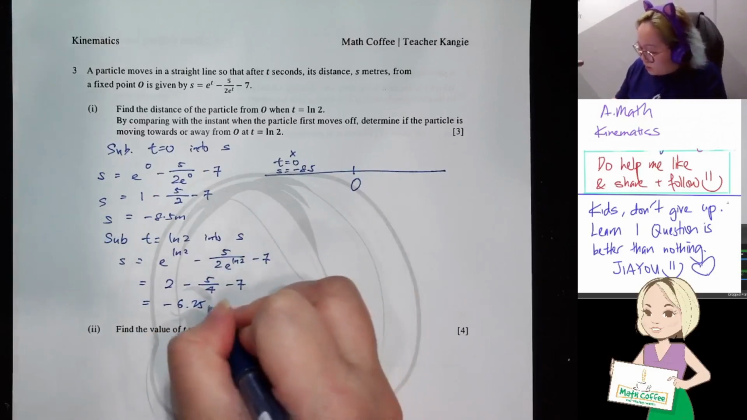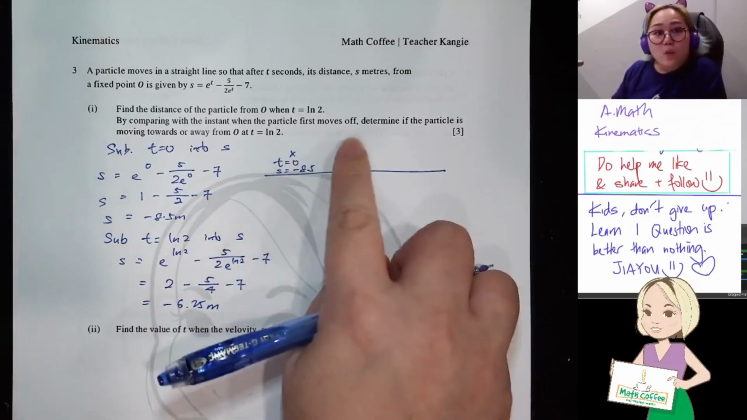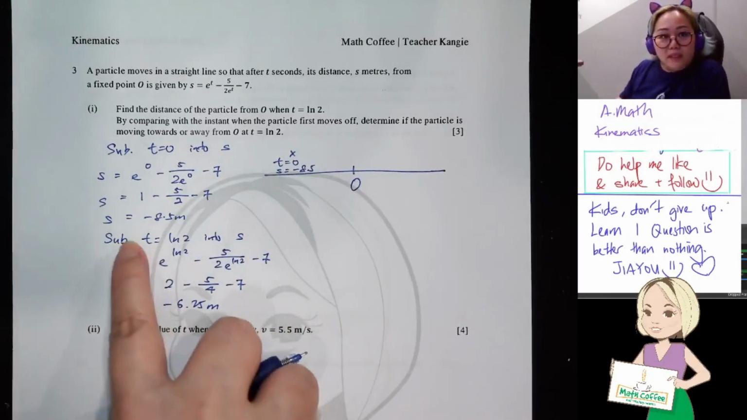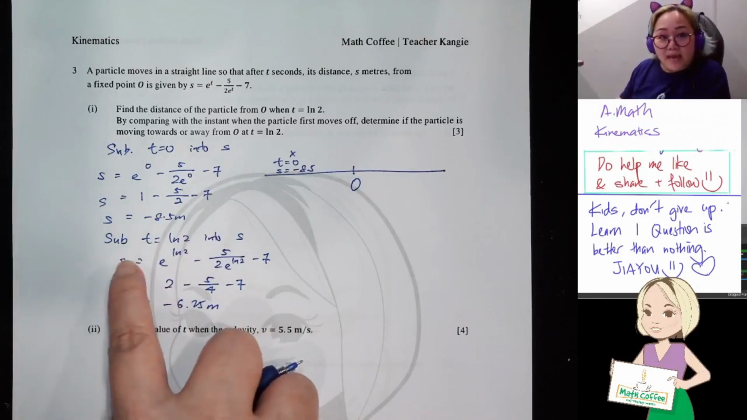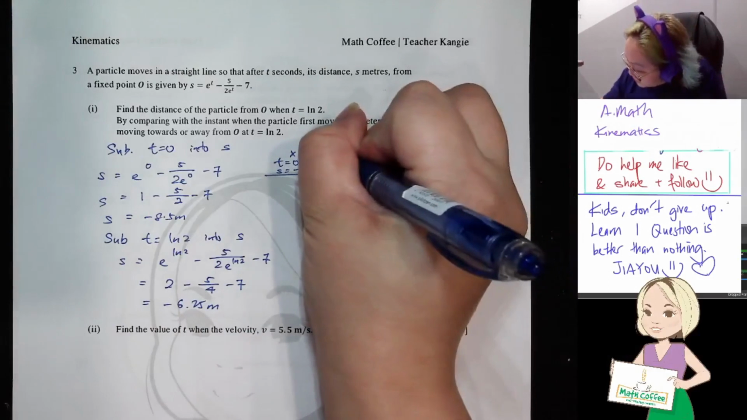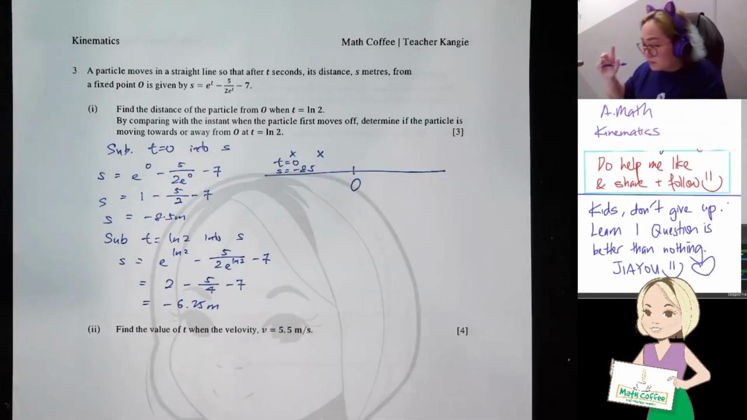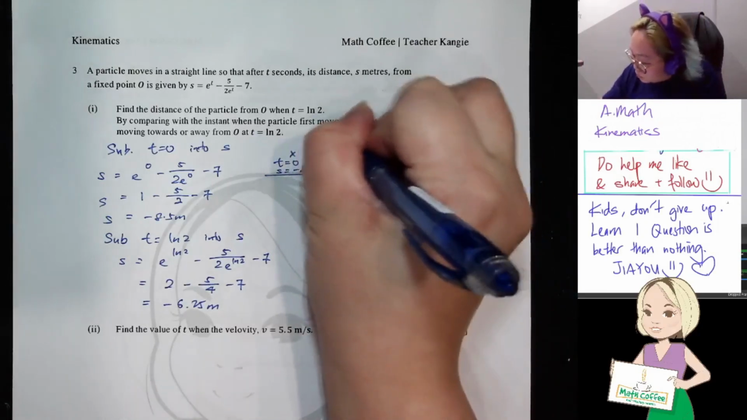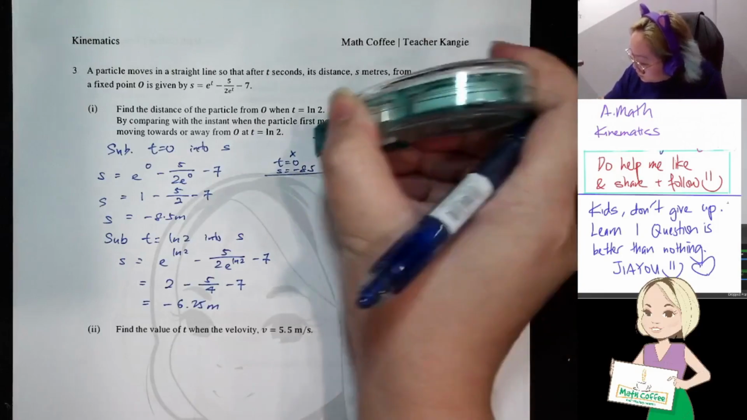So this tells me what? Okay, see here. When t equals 0, I am 8.5 behind my reference point. When t equals ln 2, my s is negative 6.25. So it means that I'm still behind. Okay, I'm still behind my O.